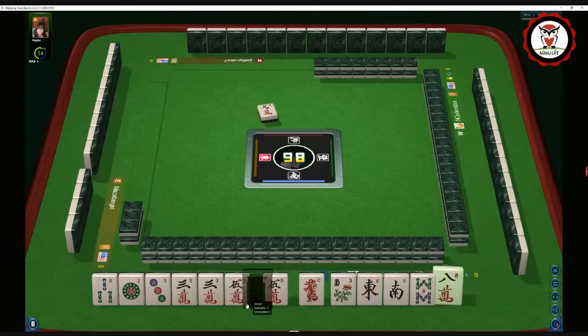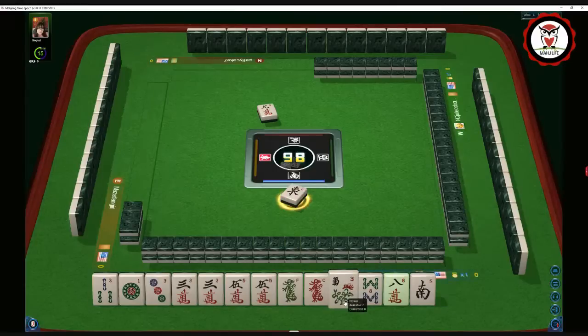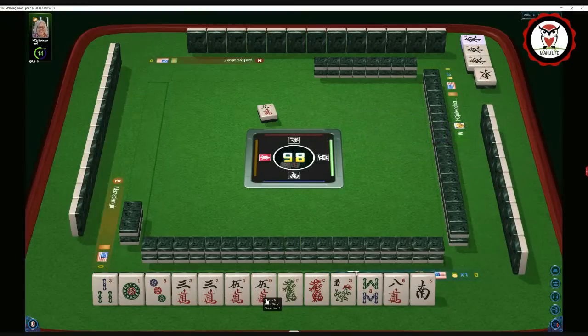Yeah, a dragon. Okay, so guess what? We're going to let the winds go first, especially the east. East wind, because somebody kept it. Okay, we have a hand in here with no gaps. And we have three discards. Kong. So that was a great Charleston.